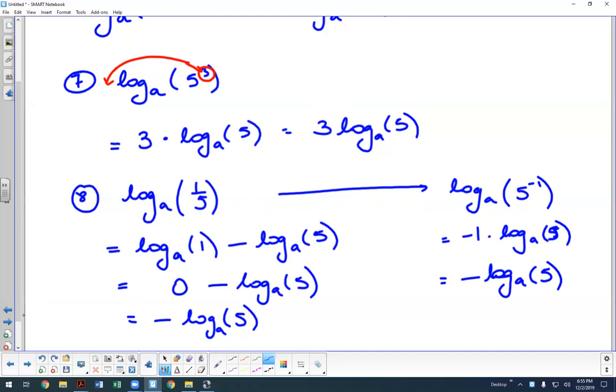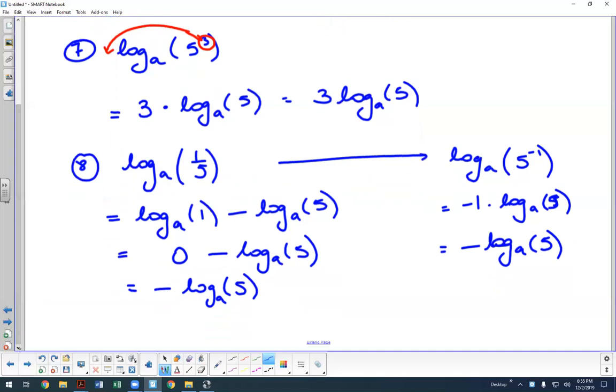All right, what do you guys think is going to happen on number 9? Log of square root of 5 with base a. And they want us to just write it as log of 5 with base a.